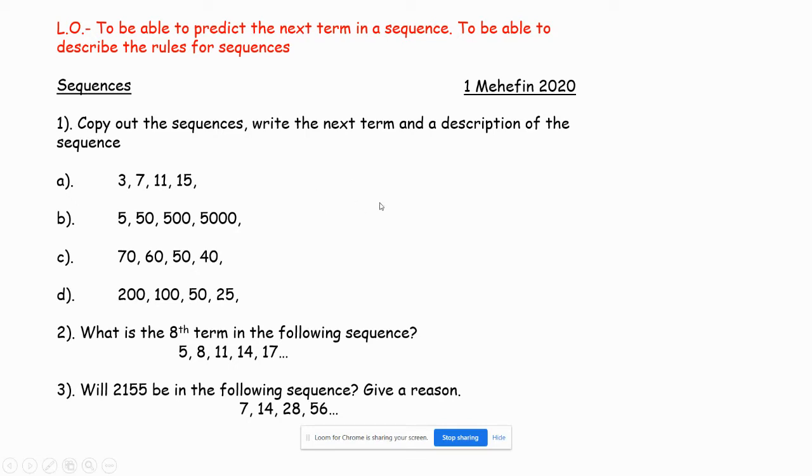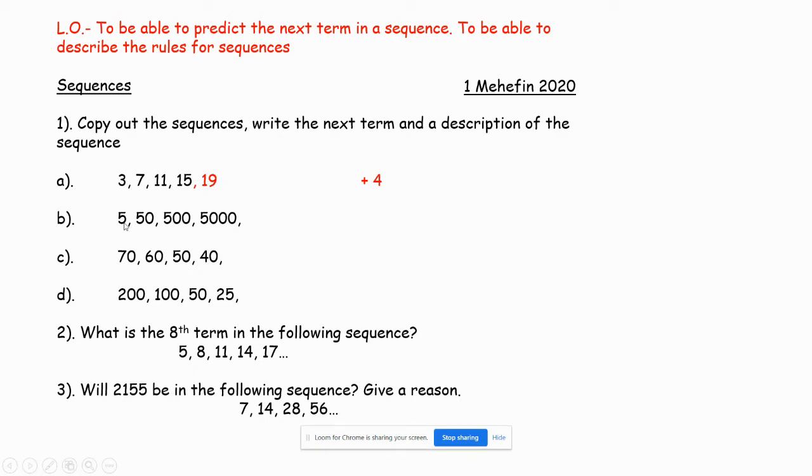Okay, so hopefully you had a go at doing this, and let's talk about some answers. So first sequence, 3, 7, 11, 15. Hopefully you spot that the next number is 19. It's going up in 4s. So you can just say that the rule is add 4, because that's what you do to get to your next term. Add 4, add 4, add 4. To get to your next one, just keep adding 4.